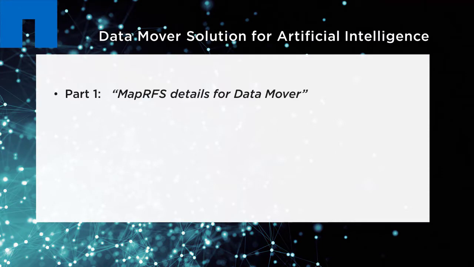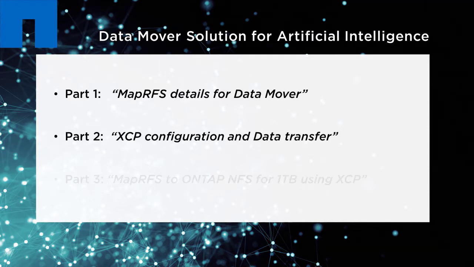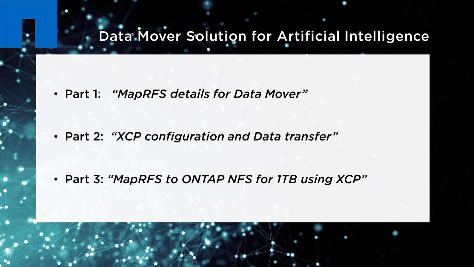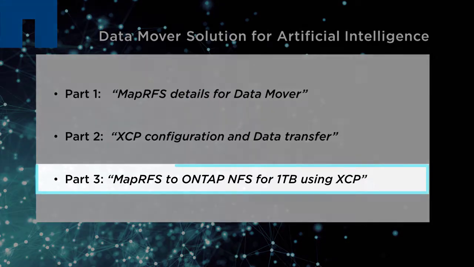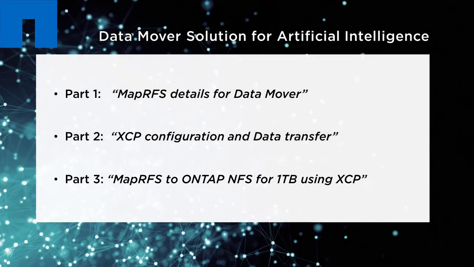This is part 3 of a 3-part video series which showcases how to use the NetApp XCP Migration Tool for data transfer. This video demos the copy of 1 terabyte of data from the MapR File System, or MapRFS, into NetApp ONTAP NFS. It includes the process of copying the data, the performance of the data transfer, and the validation of the data transfer. For more information about setting up your environment and configuring XCP for data migration, watch parts 1 and 2 of this 3-part series in the playlist titled Data Mover Solution for AI.